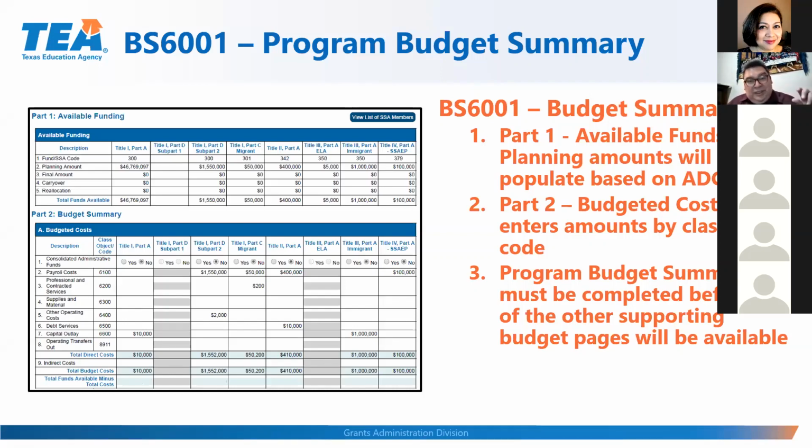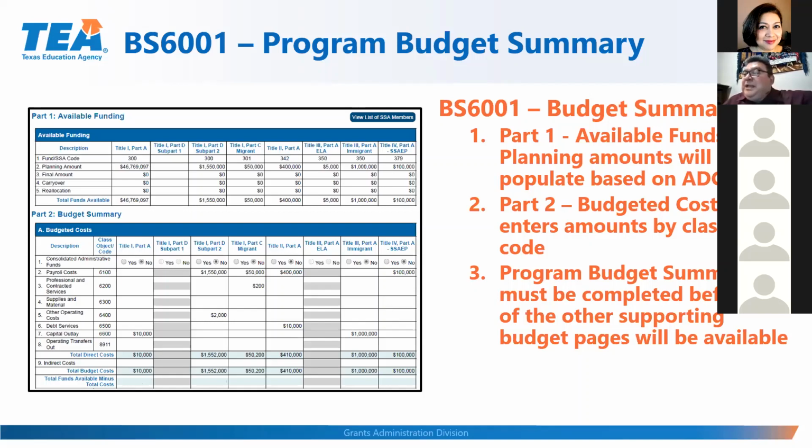Once it's been saved and complete, you can open up the other budgets, correct them. If you need to go back and make changes to the budget summary, you can, but it won't automate. If you get another error message, it won't close the other supporting budget pages once this has been saved at least once and completed.